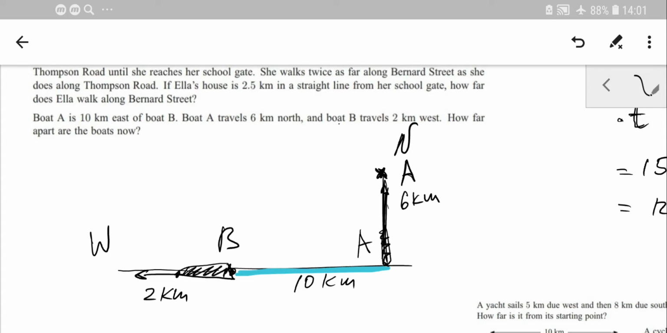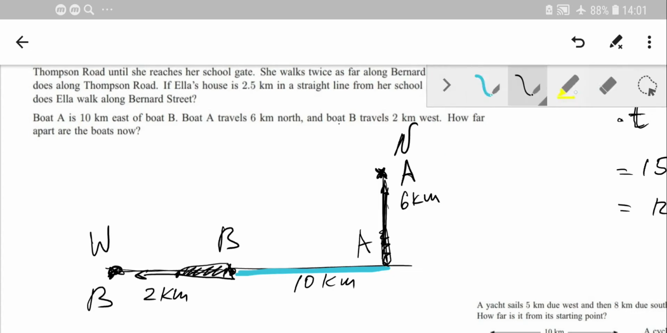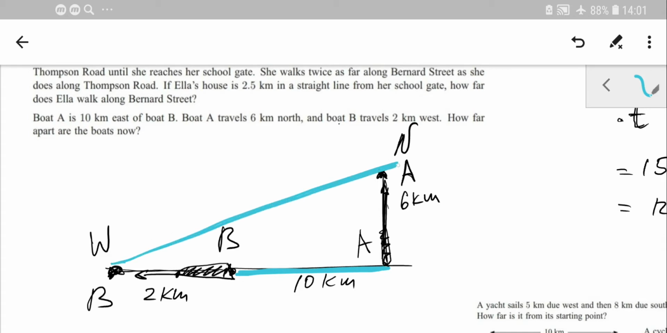And so the position of boat B, like 2 kilometers here. Let's say it's here now. And we need to find the distance between the boats. Okay, so I put this blue one. That's the distance that we need to find. All right, so again, right angle triangle, because direction north and west, they're at 90 degrees.